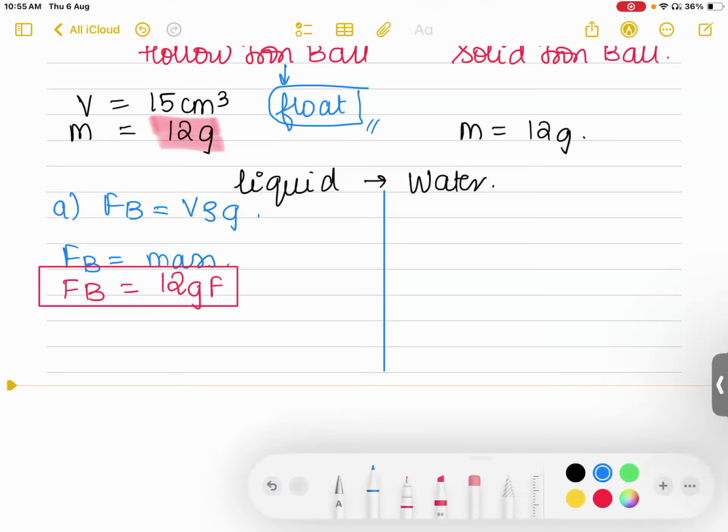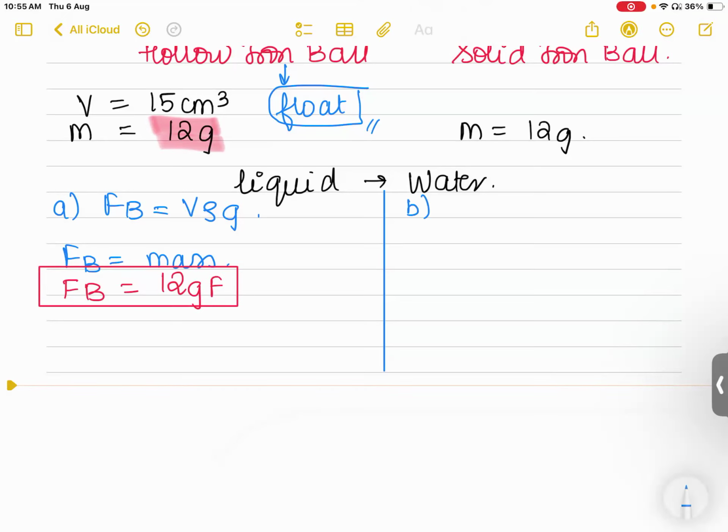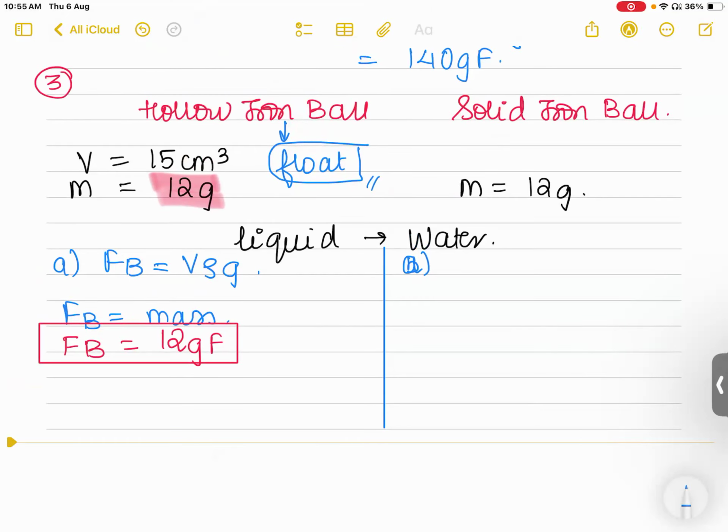Now comes the second part. We need to calculate FB for the solid iron ball also. Now for calculating FB, I need the mass of the object, which is given to me. I need the density of the object and the density of the liquid in which it is immersed. The liquid which I do have is water. Density of water, students, I will take it as 1 g cm raised to minus 3. Why did I take g cm? Because mass is given in grams. If it was given to me in kg, then I would have taken it as 1000.